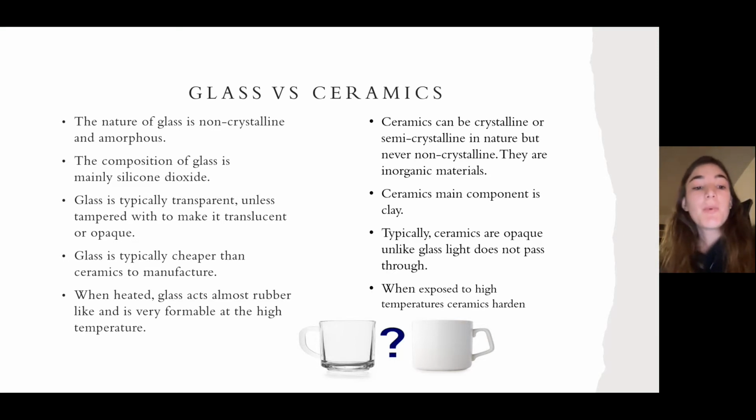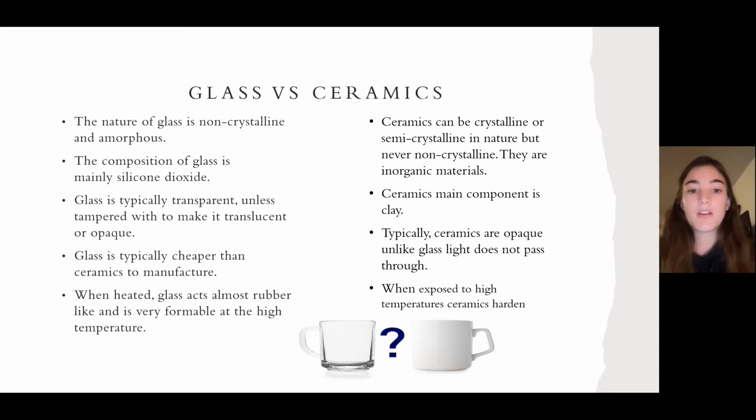When heated, glass acts almost rubber-like and is very formable at high temperatures. So it's very easy to work with at high temperatures. Ceramics, moving on to ceramics, they can be crystalline or semi-crystalline. They're never non-crystalline, and they're inorganic materials.